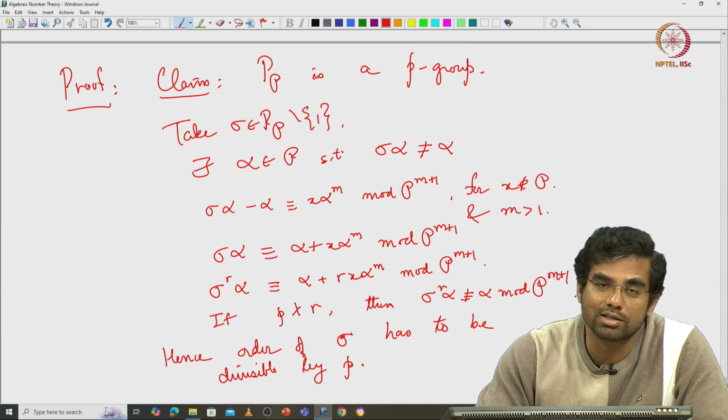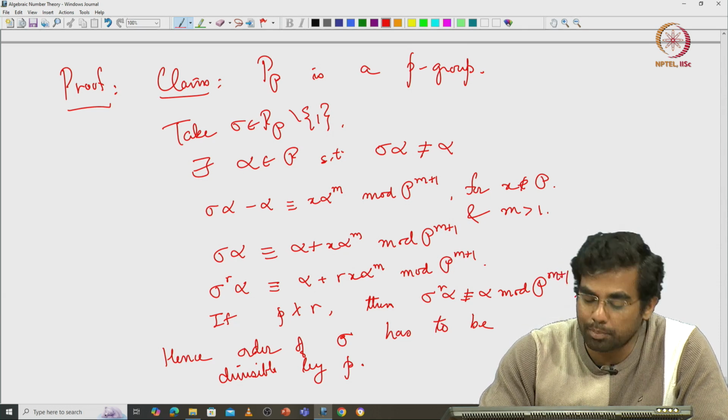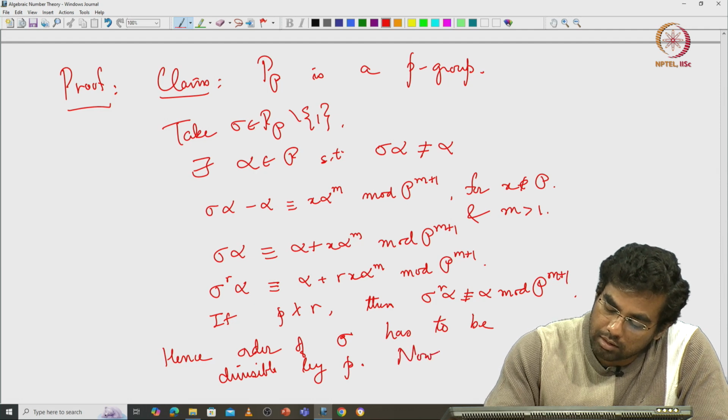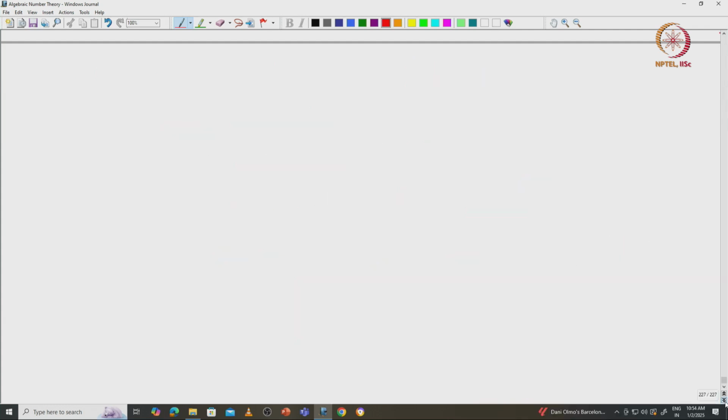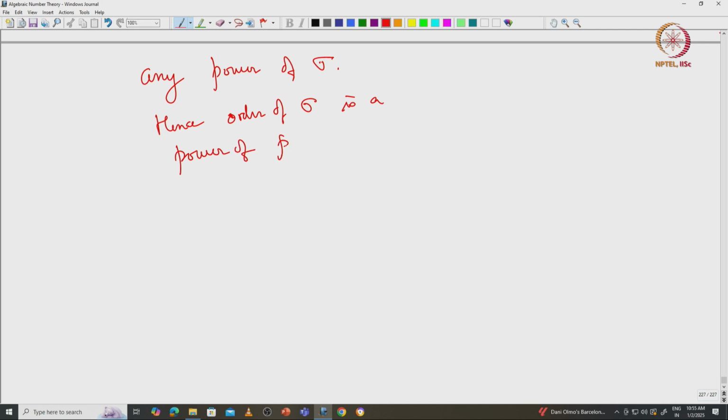This does not quite prove that its order is a power of p, but you can apply the same argument to any power of sigma. Hence, the order of sigma is a power of p. Therefore, P sub p is a p-group.